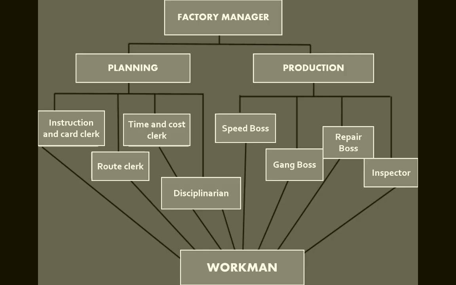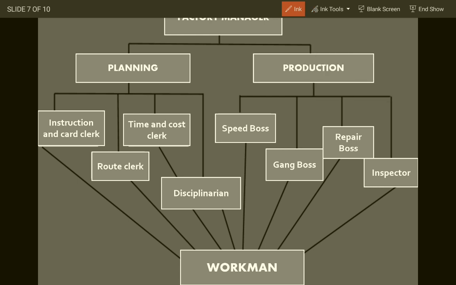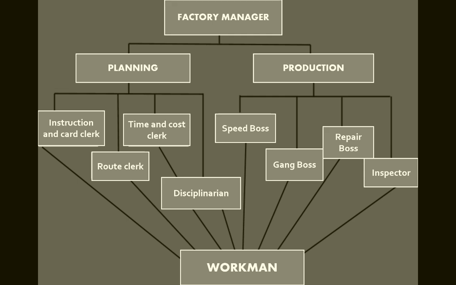See, this is the diagram of functional foremanship. Functional foremanship is the form of organization which involves supervision of a worker by several specialist foremen. Workers are supervised by several specialist foremen. These are the foremen: planning department, production department, and at the top there is a factory manager.